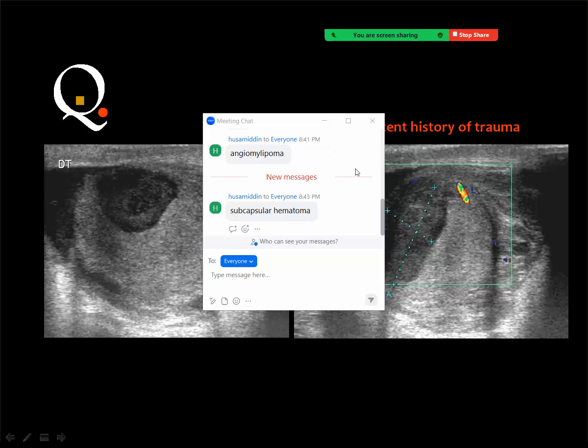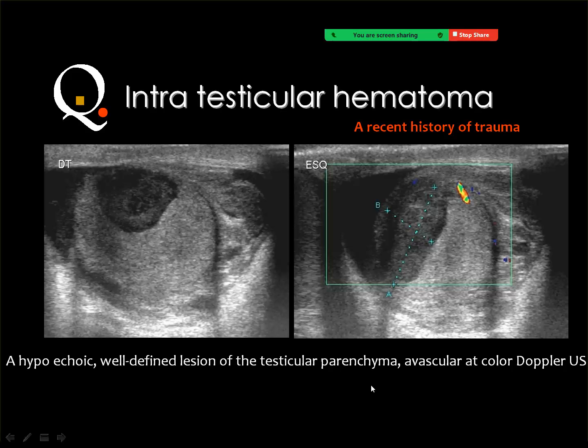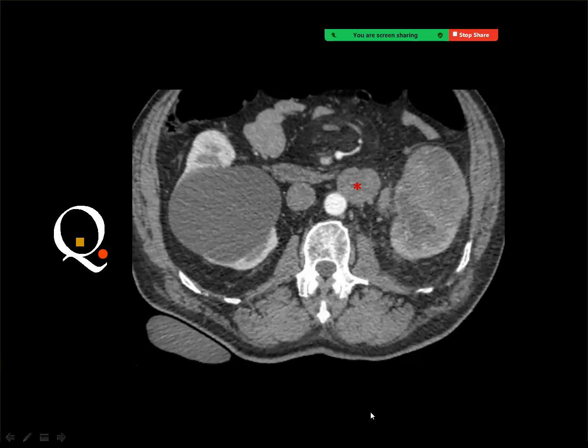And it is not subcapsular, it is a testicular hematoma. Considering the history of trauma and you got a well-defined lesion within the testicular tissue and there is absence of Doppler flow within this lesion, denoting that it is a hematoma, and this is hematoma inside the testis. The next case is a post-contrast CT scan of the abdomen in the region of the kidneys.